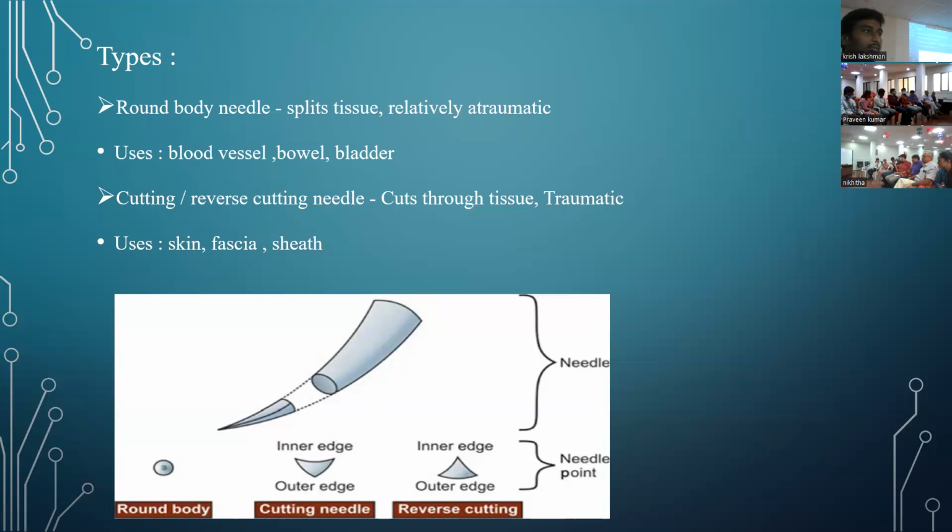Especially in skin, reverse cutting is used. If you see all your staplers, whatever you see, most of it will be reverse cutting. I've hardly seen any cutting needle used.